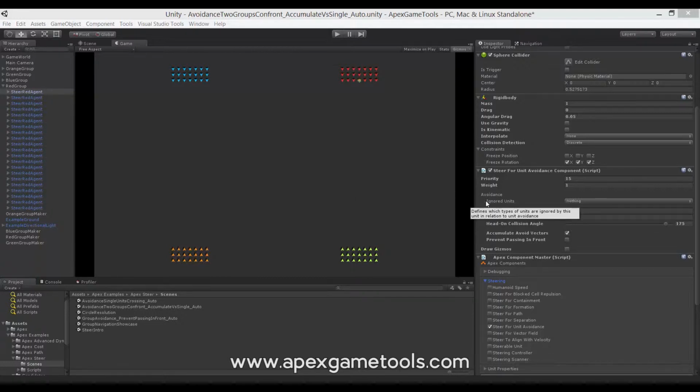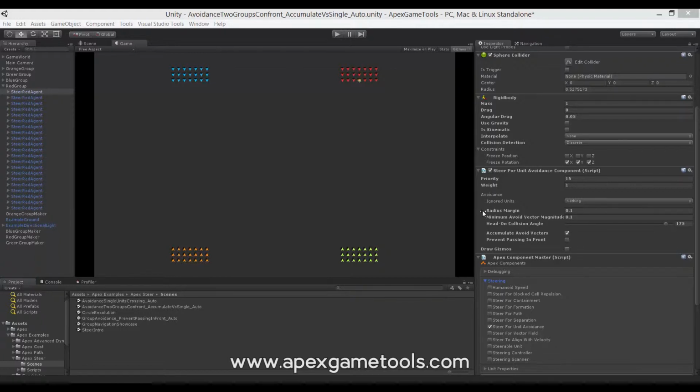The first is the ignored units setting. As mentioned, units will by default ignore units in their own group, but you can set an attribute mask here to have them avoid, rather than ignore, units of other types with this attribute mask.